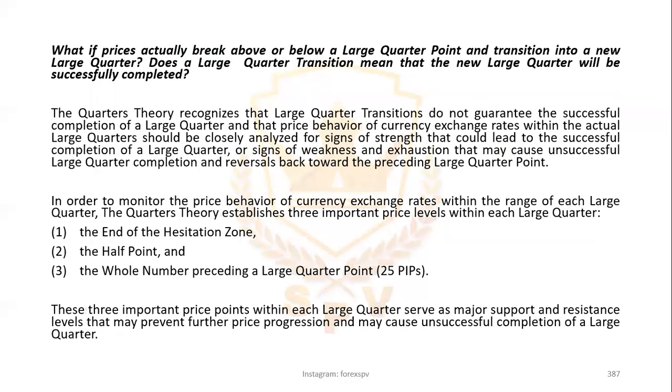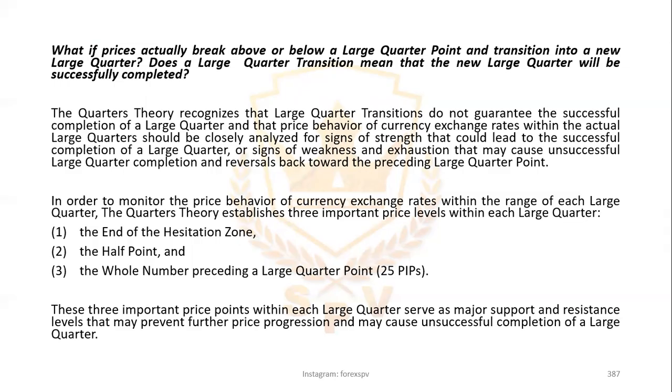So we have a question here and it goes like this. What if price actually breaks above or below a large quarter point and we have a transition into a new large quarter? Does a large quarter transition mean that the new large quarter will be successfully completed? Does it guarantee that once we have a large quarter transition, the new large quarter will be successfully completed? Well, quarter theory recognizes that these large quarter transitions do not guarantee the successful completion of a large quarter.